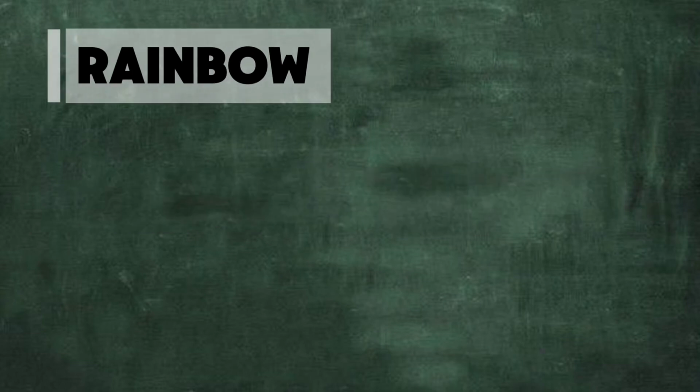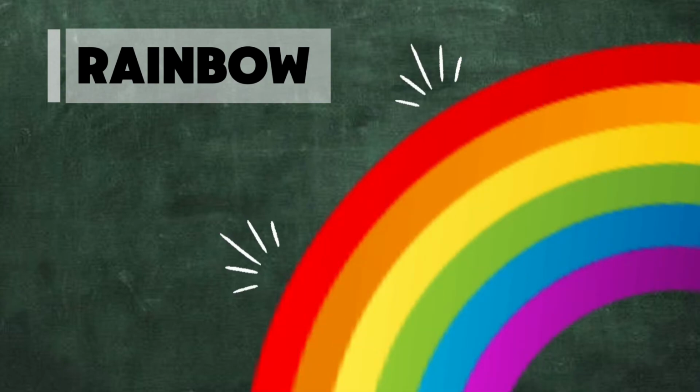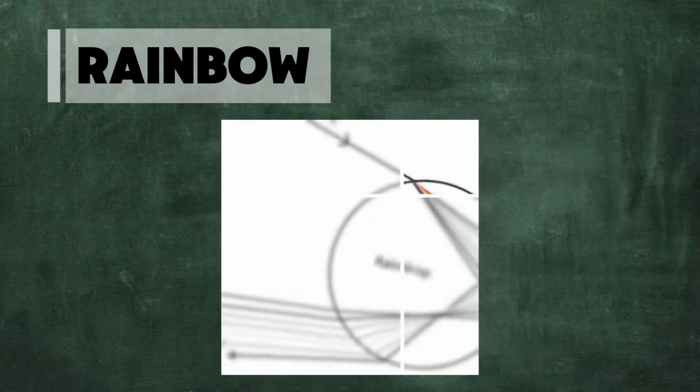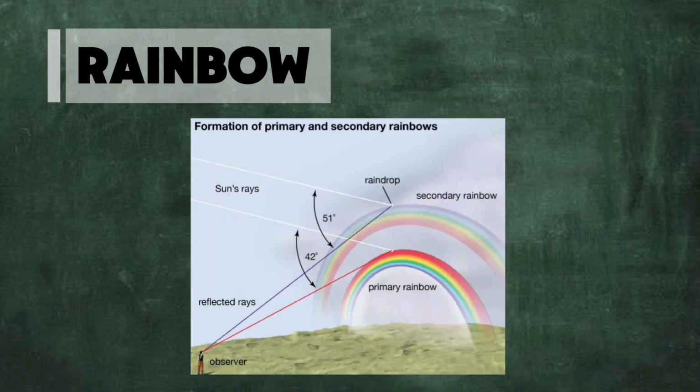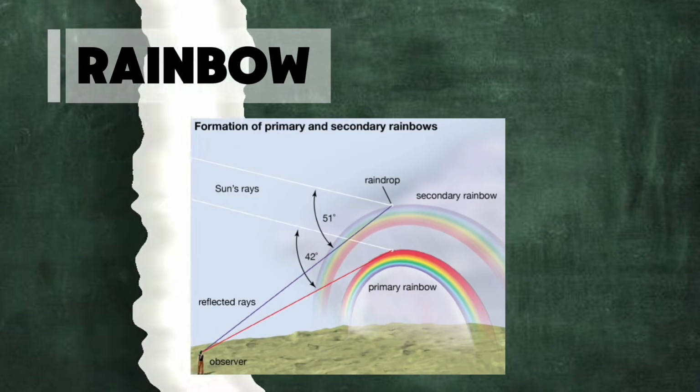First example is rainbow. A rainbow forms when sunlight passes through tiny raindrops in the atmosphere. Inside each raindrop, light bends, separates into different colors, reflects inside the droplet, and bends again as it exits. Each color bends at a different angle. The colors spread out and form a rainbow.